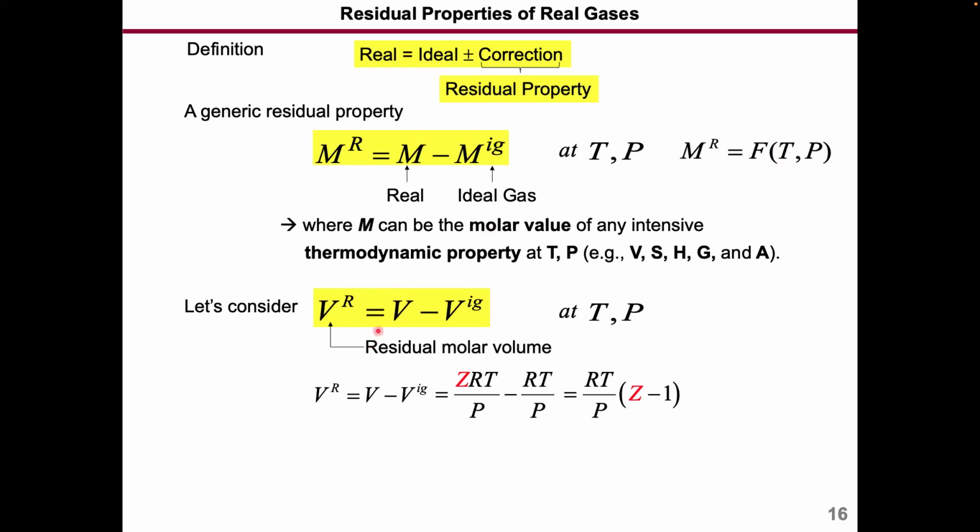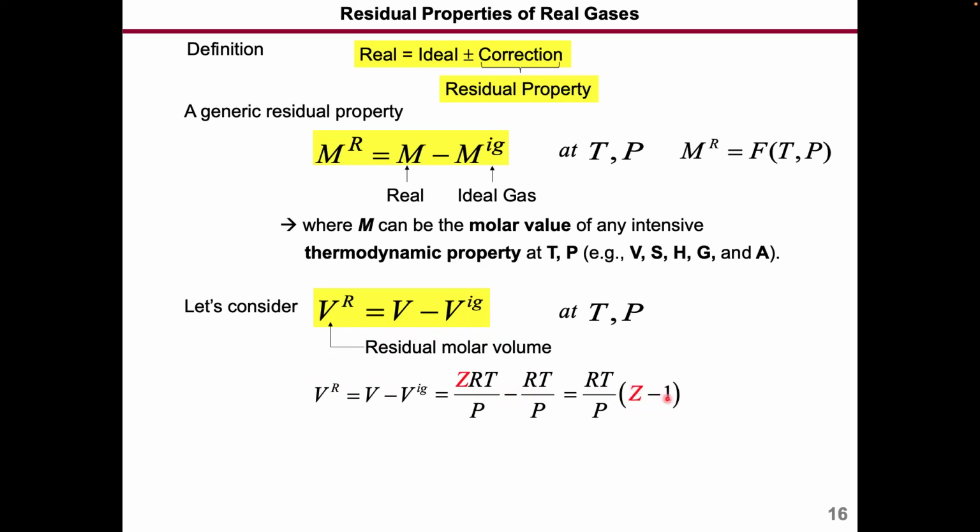So residual molar volume is going to be actual volume minus ideal gas volume at a particular temperature and pressure, right? Previously, we already know how to calculate ideal gas volume, which is RT divided by P. And then the actual volume is going to be ZRT divided by P. So the residual molar volume is going to be ZRT divided by P minus RT divided by P. So it's going to be RT divided by P times (Z minus 1). Again, Z, remember, is that compressibility factor.